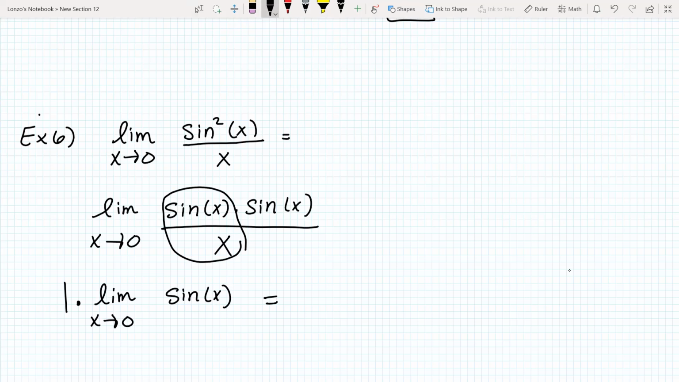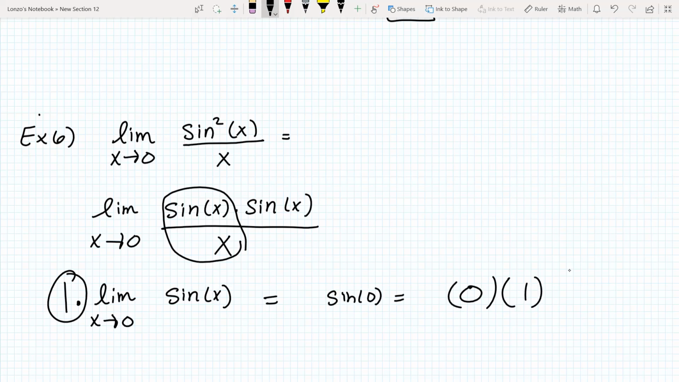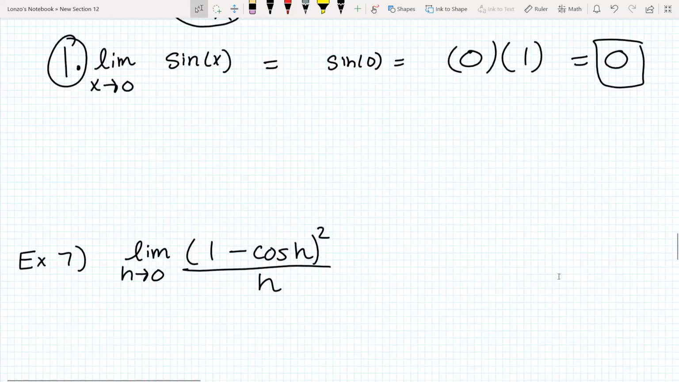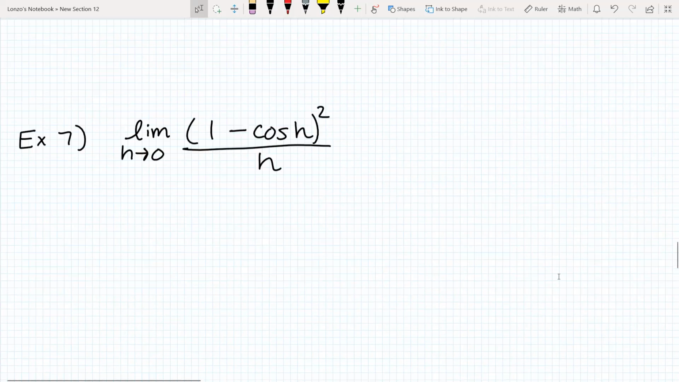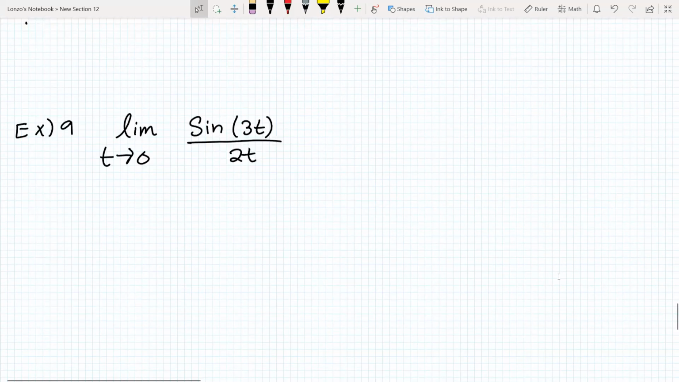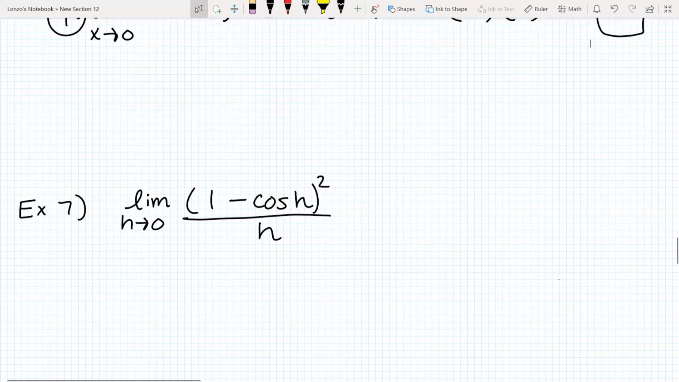Okay, so go ahead and figure out the limit as x approaches 0 of sine of x. That's just going to be sine of 0, which is 0. And then you have to times this by 1, so 0 times 1 is 0. Wow, a lot of zeros. Let's do example 7. Okay, 3 more problems.